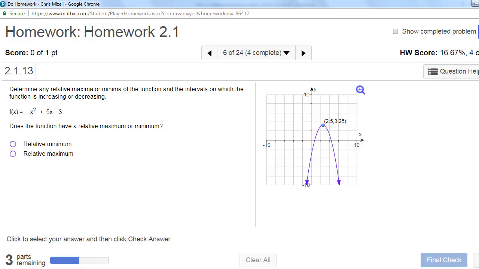If I ask that as an open response question on the test, if it has one, I suppose you could say yes, but I would want you to be more specific. If it has a relative maximum, indicate that. If it has a relative minimum, indicate that. In this case, it's a point at the top of a hill. So we will say it has a relative maximum.